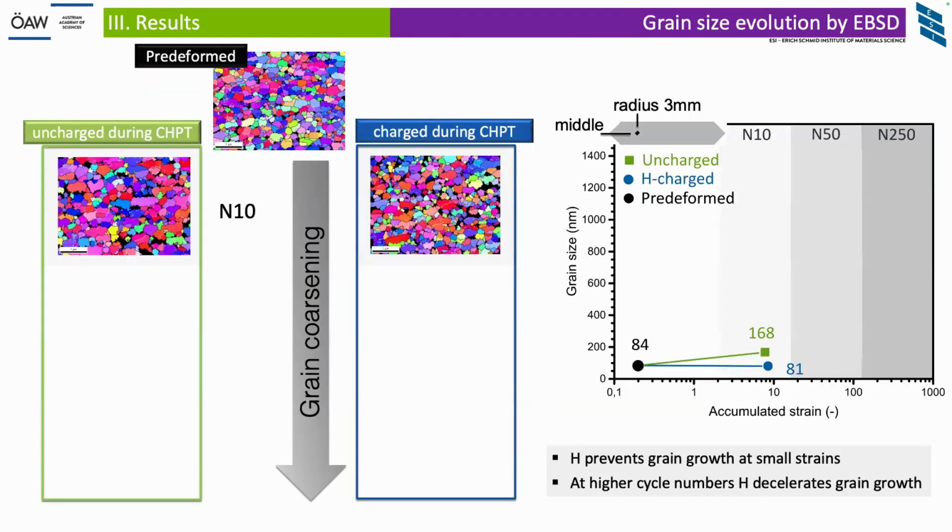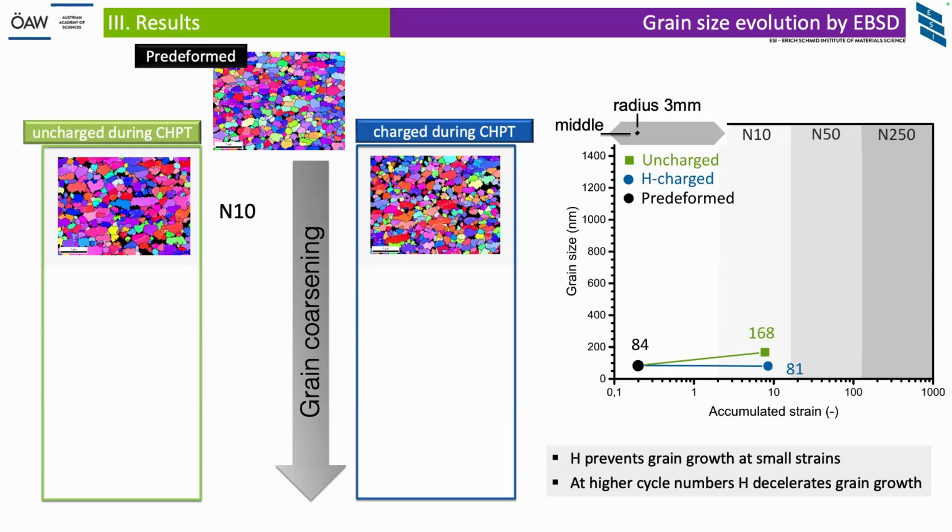So what we actually observe is an intermediate behavior. This is the color IPF map of the predeformed structure, so the starting material. After 10 cycles of cyclic HPT, we have, for the uncharged case, moderate grain coarsening, so grain size increases from 80 up to 170 nanometer.